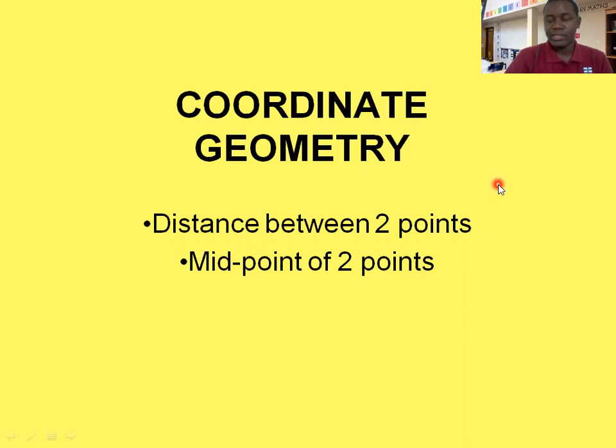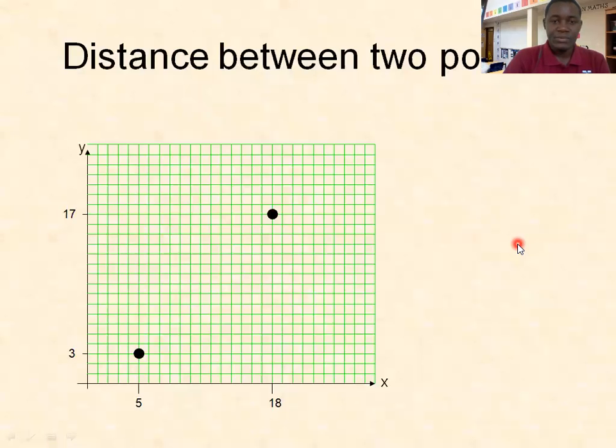Today we want to take a look at another aspect of coordinate geometry. The last time we talked about coordinate geometry, we were looking at gradients and the midpoint of a line segment. But now we're going to be talking about the distance between two points in coordinate geometry. We can have two points and be asked to find the length or the distance between those two points. We can do that simply by using Pythagoras' theorem.